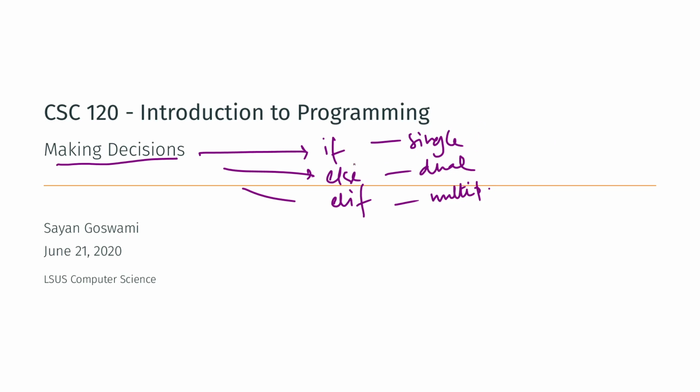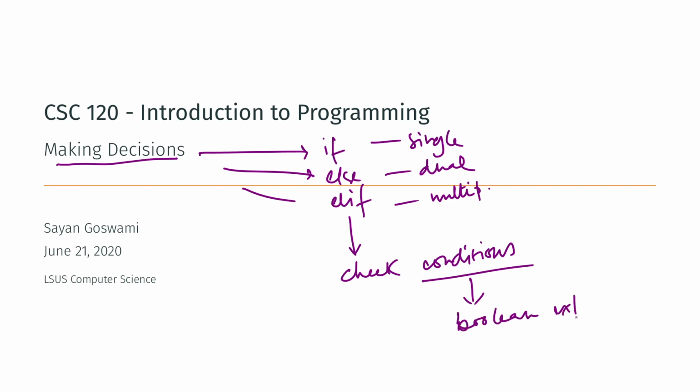And all of these, if and elif, not else, actually check conditions. And these conditions are Boolean expressions. A Boolean expression is a valid combination of Boolean operators and literals and other expressions.